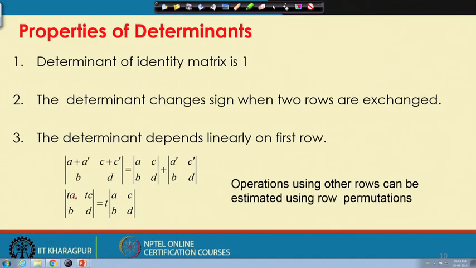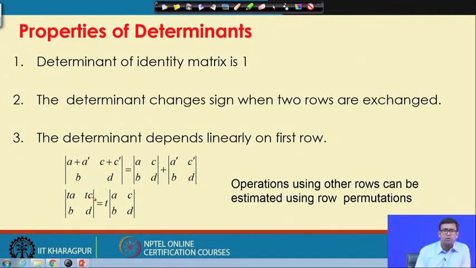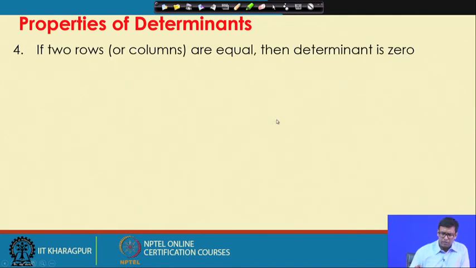If I multiply T with the elements of one row only, and if I multiply T with the elements of the next row only, this will be T square into that. If two rows or columns are equal, the determinant is 0.